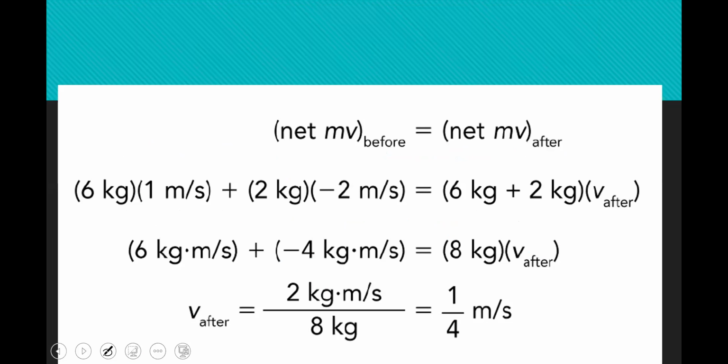So let's find here the answer. 6 times 1 plus 2 times -2. It will be the momentum after lunch, which is 6 plus 2 times the velocity after lunch. So the velocity after lunch here will be 1/4 meter per second.